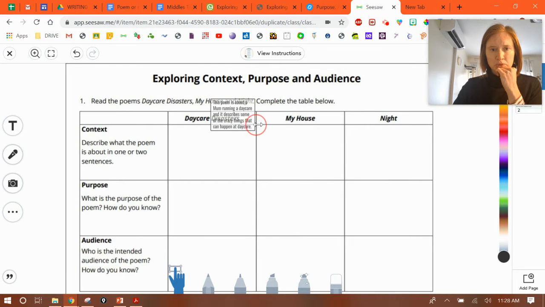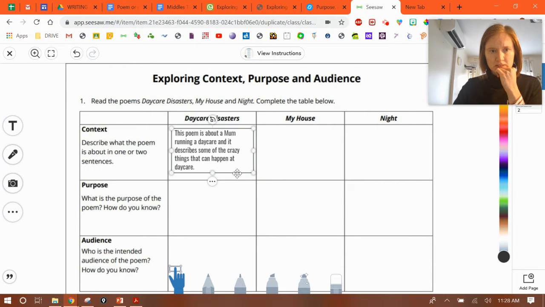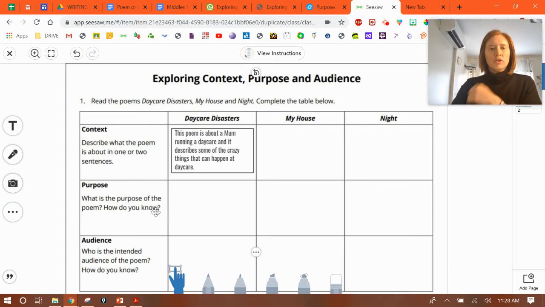Now, this is really important. Please resize your text boxes so that they fit nicely in the space. All right, the purpose of the poem. This poem has been written by a girl whose mum is running the daycare at her house, and there's lots of kids there and lots of things going wrong.